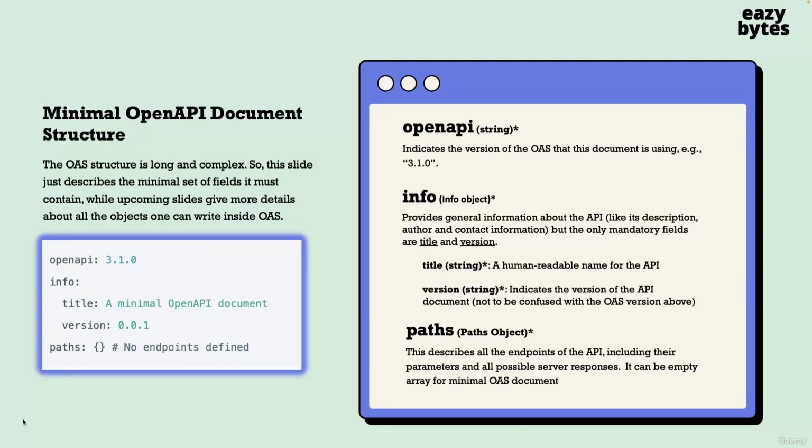Inside that info object, two sub elements are mandatory. The very first one is title. Title is something like a quick summary that you want to provide for your APIs. If someone wants to understand the purpose of your APIs, you can mention that description inside the title. And the next is version. Under the version, you can mention the version of your APIs.